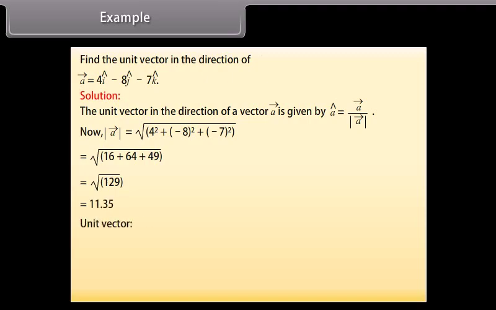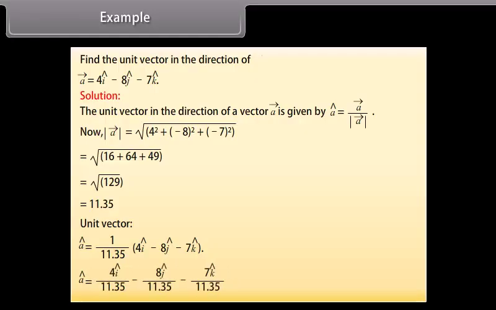Unit vector A equals 1 by 11.35 into 4 cap i minus 8 cap j minus 7 cap k. Unit vector A equals 4 cap i by 11.35 minus 8 cap j by 11.35 minus 7 cap k by 11.35.